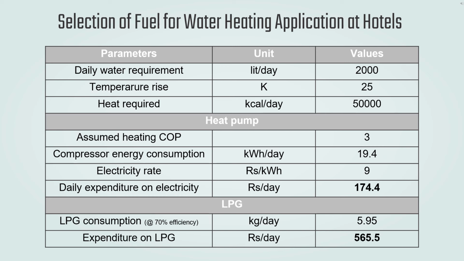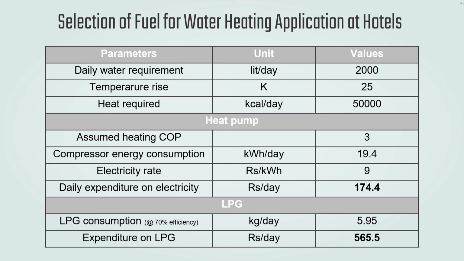So in the first case, we are using heat pump. Let us assume that the heating COP of the heat pump is 3 and the energy consumed by the compressor is 19.4 kilowatt hours per day and the rate of electricity is 9 rupees per kilowatt hour. So we can find out the daily expenditure on electricity by multiplying the energy consumed by the compressor with the rate of electricity, that is 174.4 rupees.